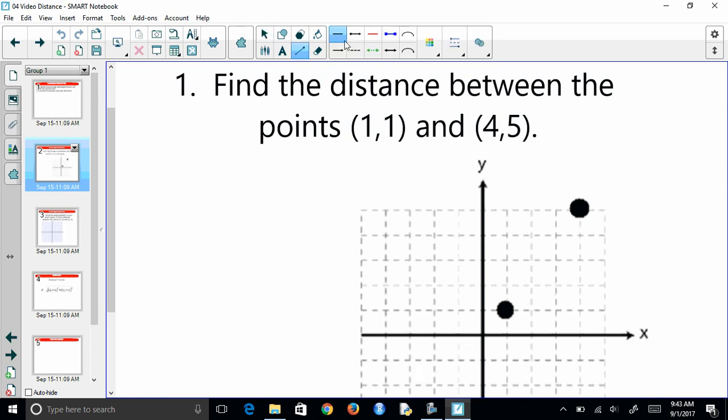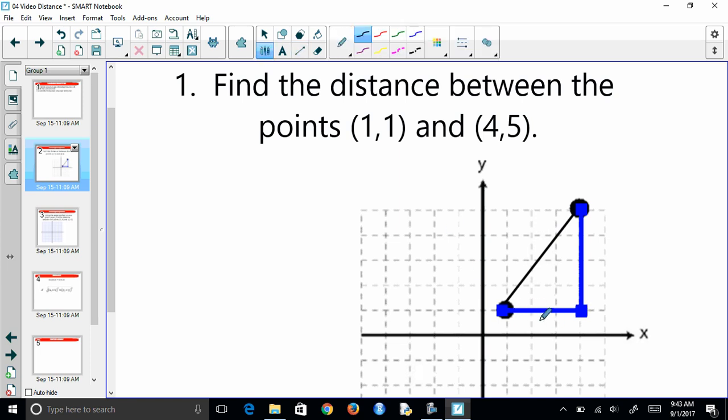So I'm going to come up and I'm going to draw this. That's the distance we want. And that's kind of a hard distance to find. But what's an easy distance to find is horizontal distances and vertical distances. So let's start with that.